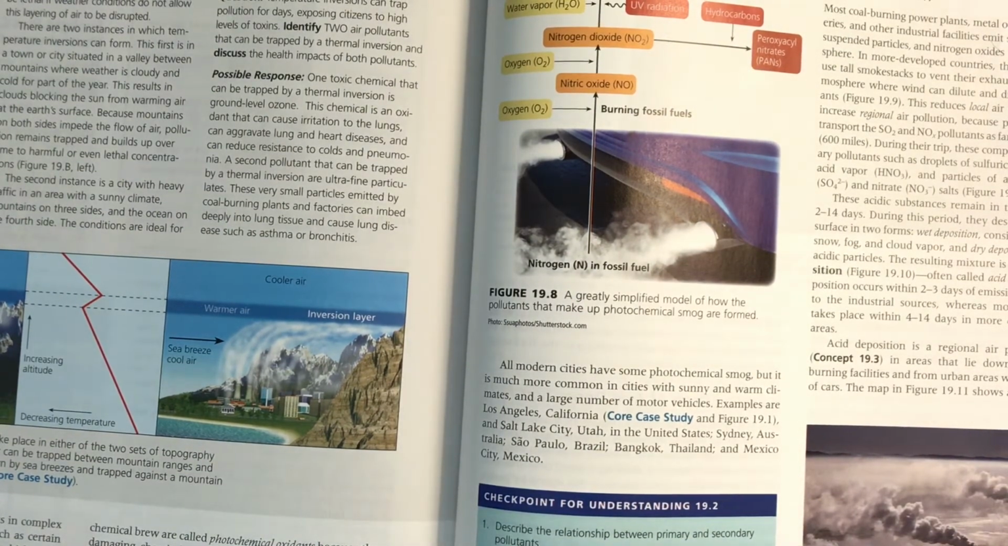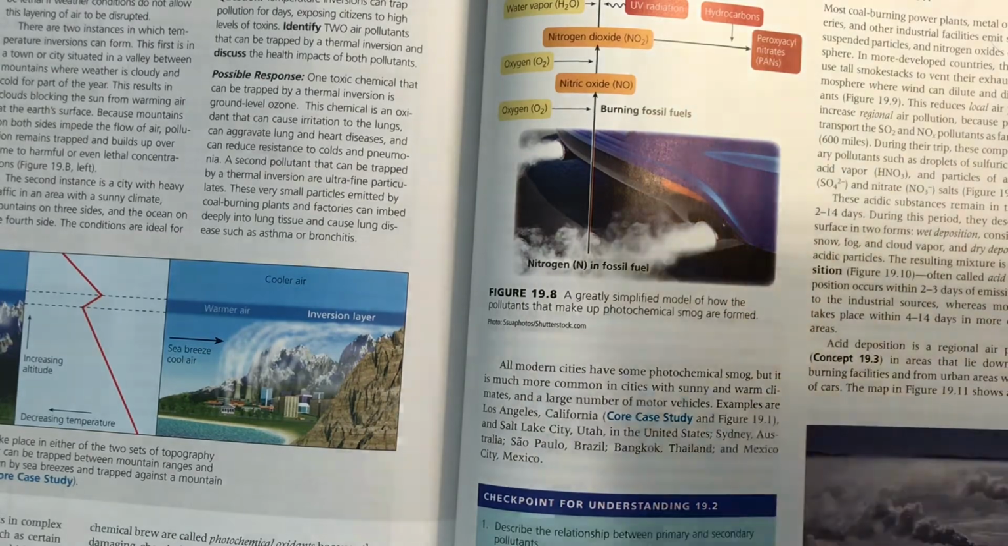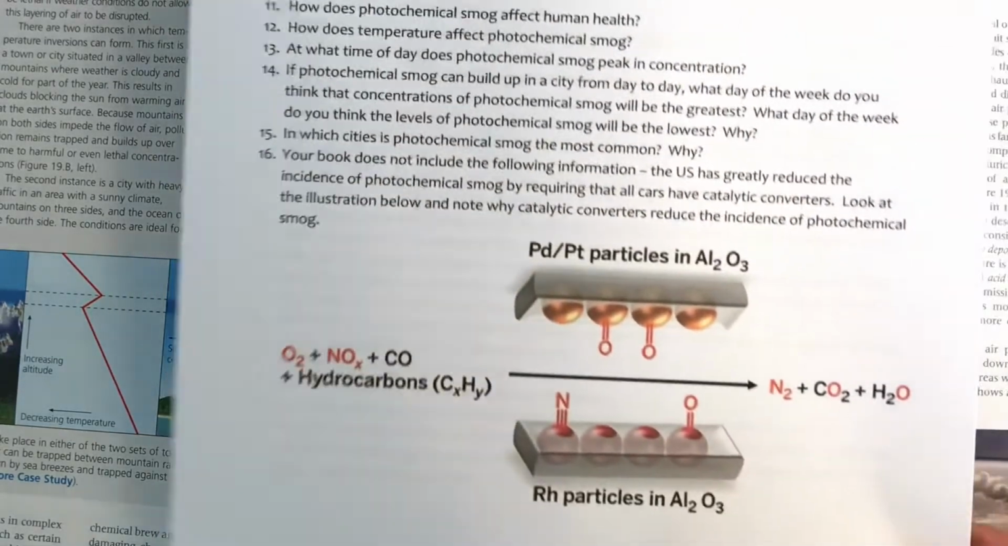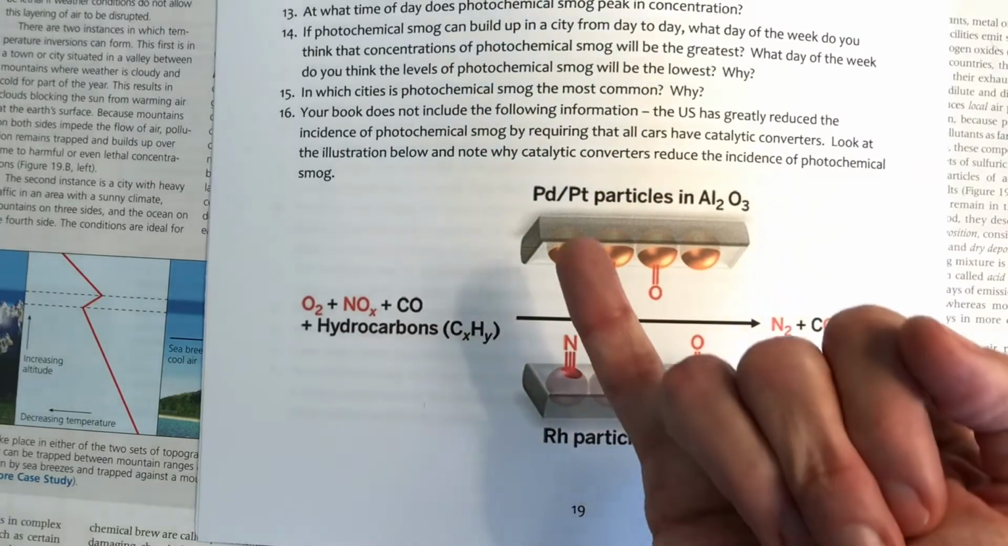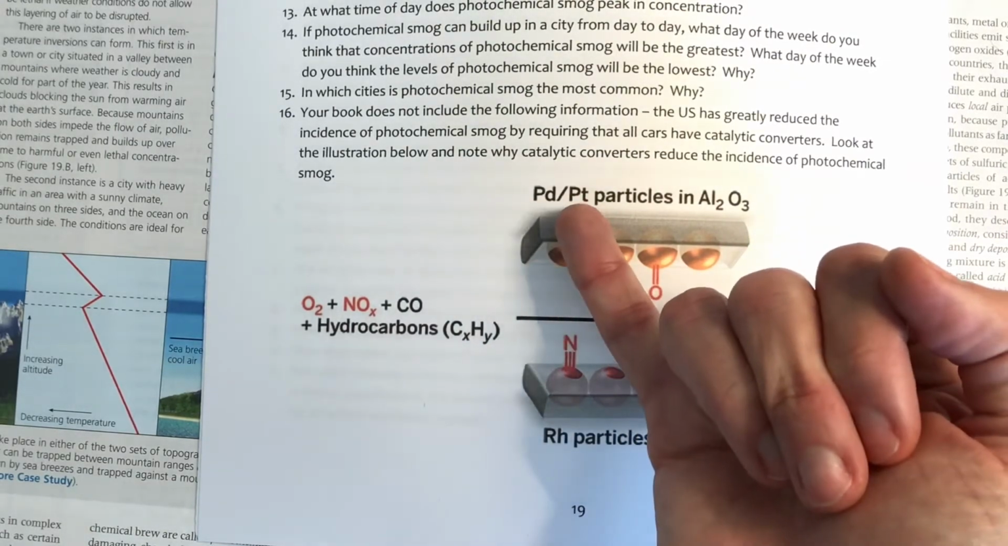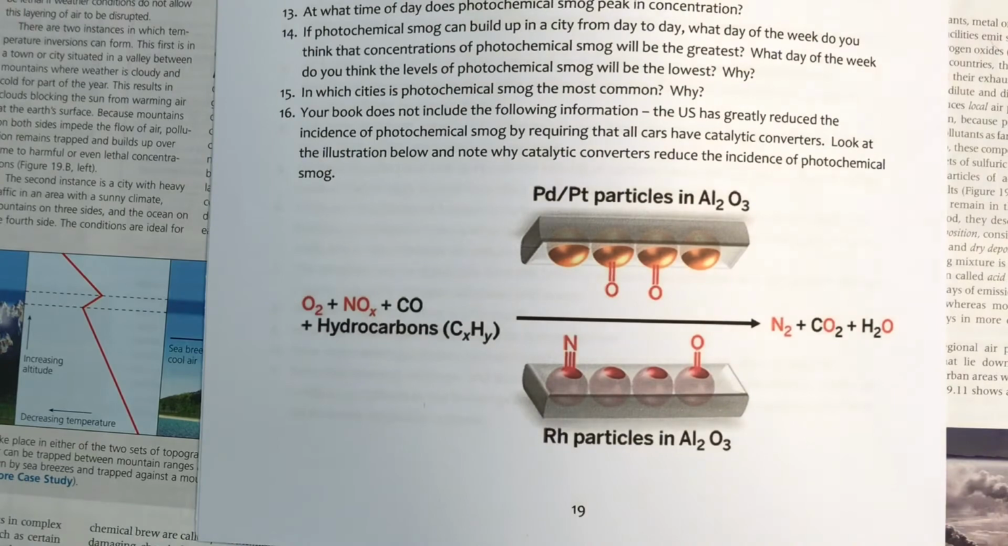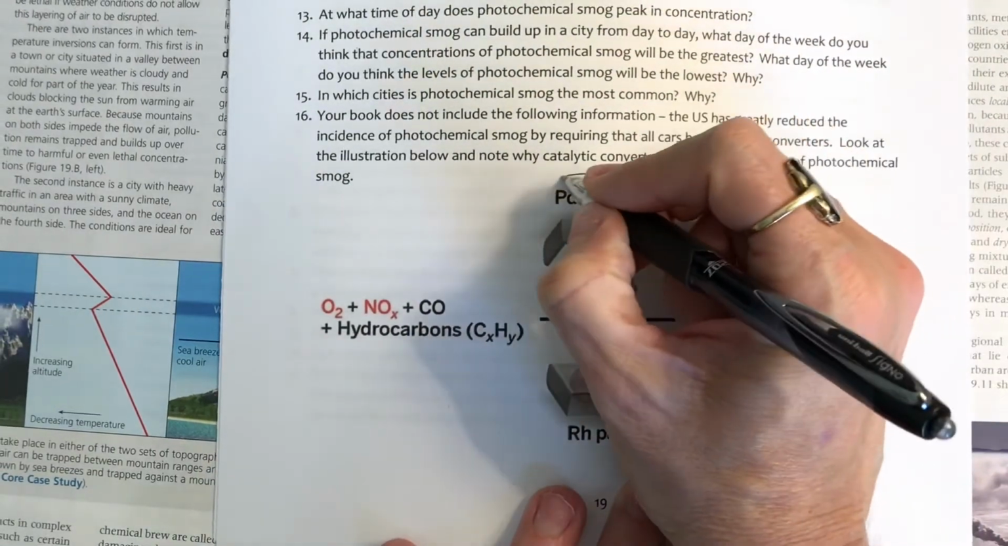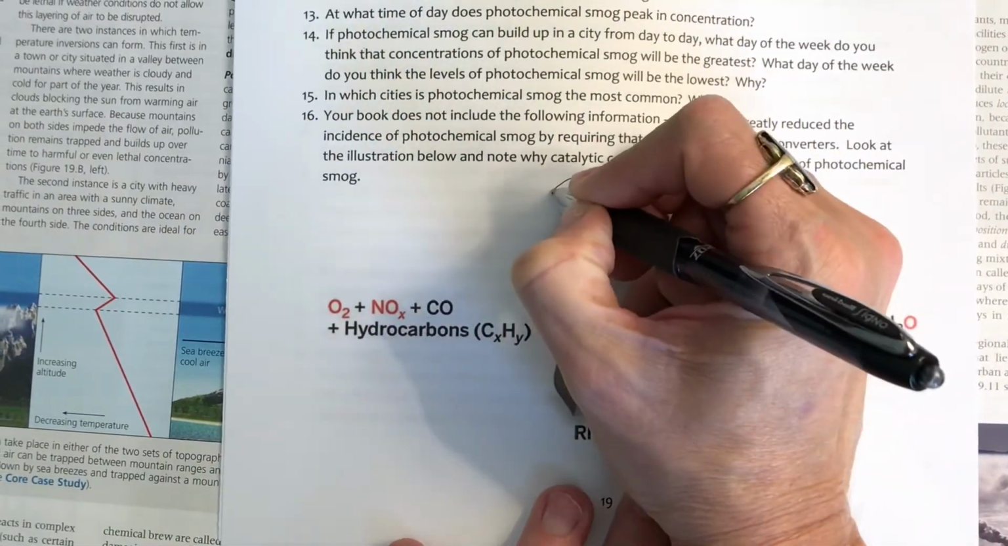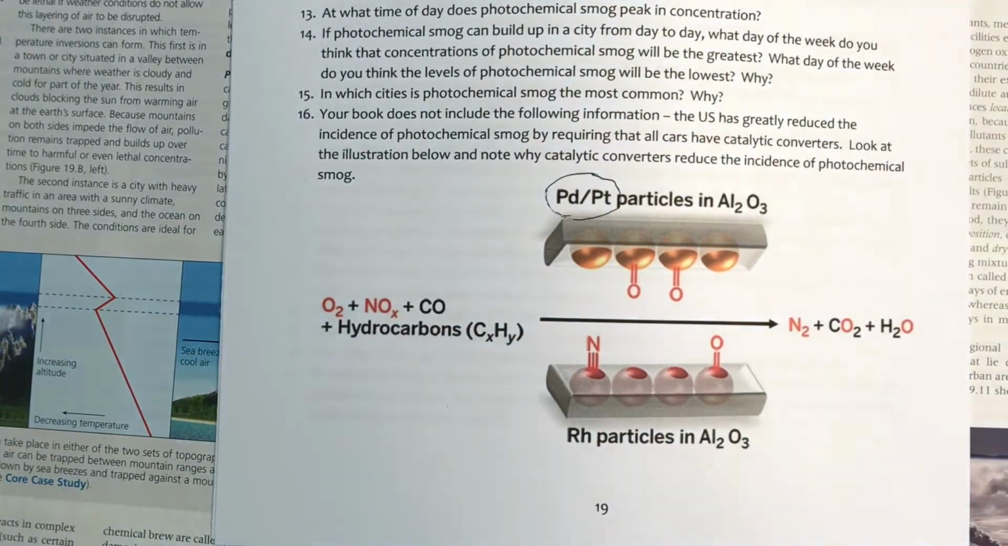So, your book does not include the following information. The U.S. has greatly reduced the incidence of photochemical smog by requiring that all cars have catalytic converters. Look at the illustration below and note why catalytic converters reduce the incidence of photochemical smog. Alright, you need to look up what Pd and Pt are. That's palladium and platinum. The reason this is called a catalytic converter is that these things are called catalysts. The definition of a catalyst is something that makes a reaction go faster without being used up itself.